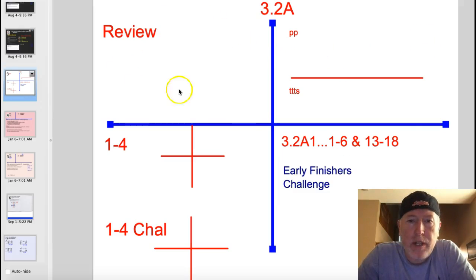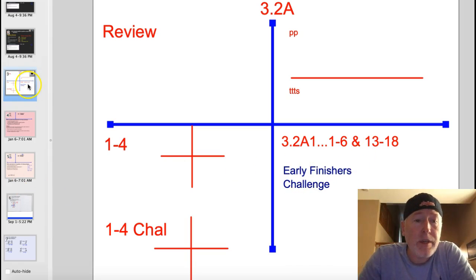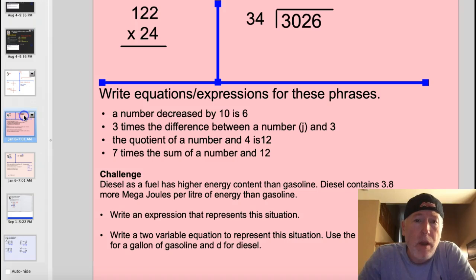Tonight we got our standard lesson. We review, we got some video work, we're going to do some guided practice, and then we're also going to do some independent stuff, and I have an early finishers challenge once again. So let's get started with the review. Take a maximum of 5 minutes on these problems right here. I'll put myself up in the corner so you can see better.